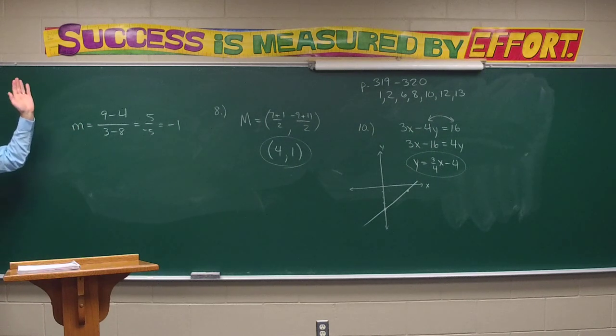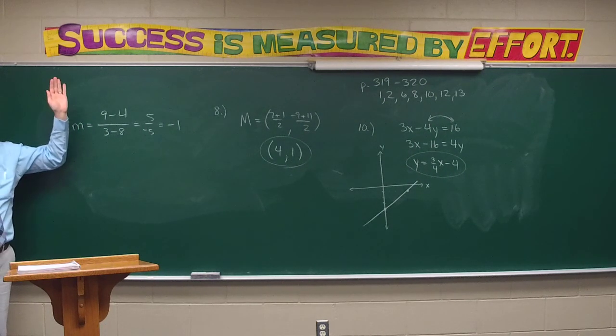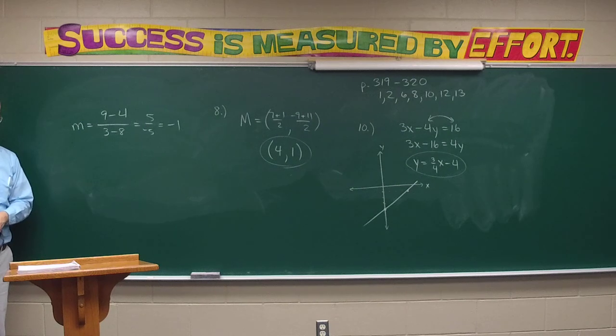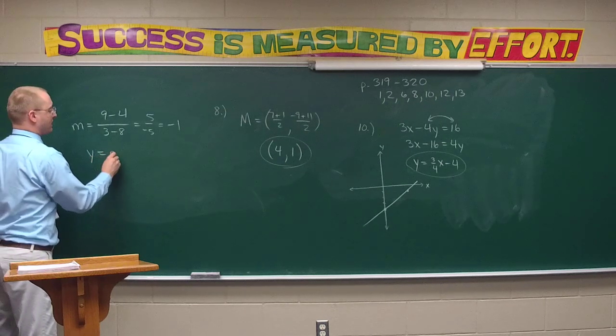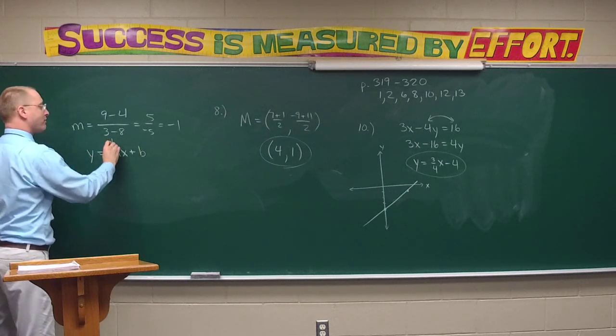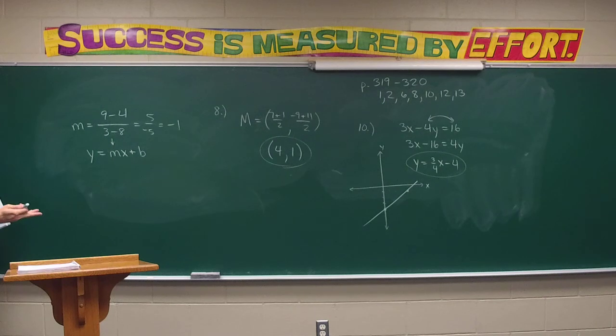How many had negative 1 for your slope on number 12? Any questions on finding the slope? I just haven't got there yet. Okay, does it make sense? We remember how to, okay. So then from there, if I want y equals mx plus b, I've got one of my key components. I've got the slope. Class, what I'm missing is the y-intercept.